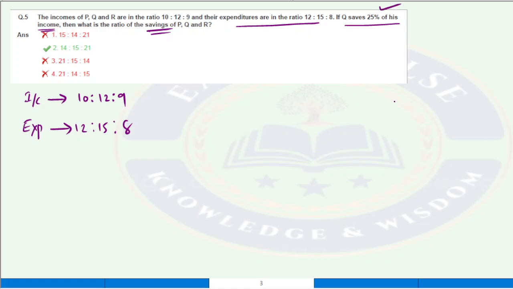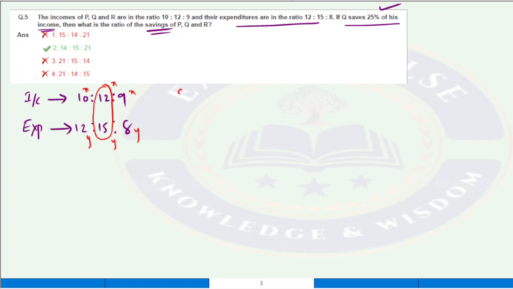Therefore, one person's saving is given and he is asking for the others' savings. Whose saving is given? Q's. Therefore, let us work on this Q. Let us assume the incomes are multiples of x, like 10x, 12x, 9x. Let us assume the expenditures are multiples of y, 12y, 15y, 8y.